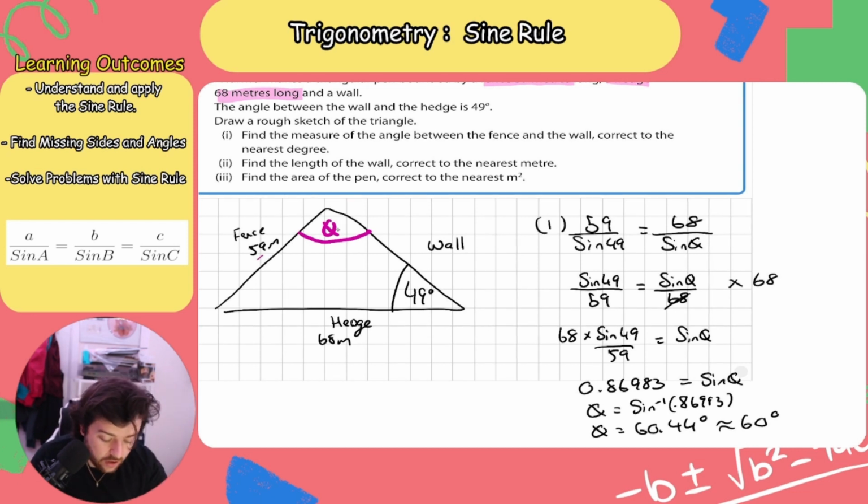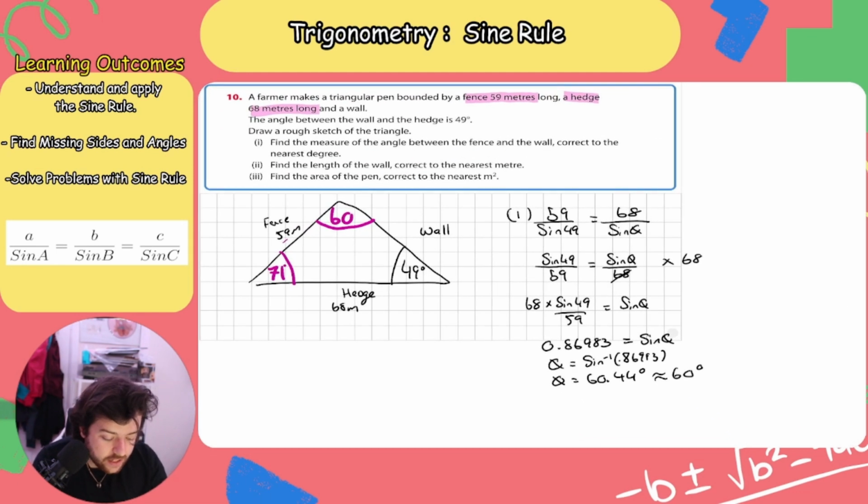So the angle between the fence and the wall, I should say, is going to be 60 degrees. And then, since I know that, I can calculate the angle between the fence and the hedge. And that angle is going to be 71. So I've got loads of information now from that part. Let's look at the second part.